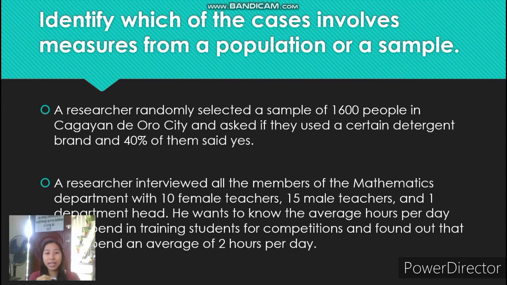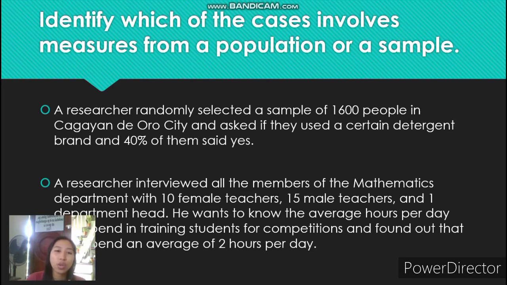So, the second case is a researcher who interviewed all the members of the mathematics department. The whole mathematics department has 10 female teachers, 15 male teachers, and one department head. Total of how many? 26 teachers or members of the mathematics department. And he wanted to know how many hours the teachers spend to train their students for competition. So that is the second case.